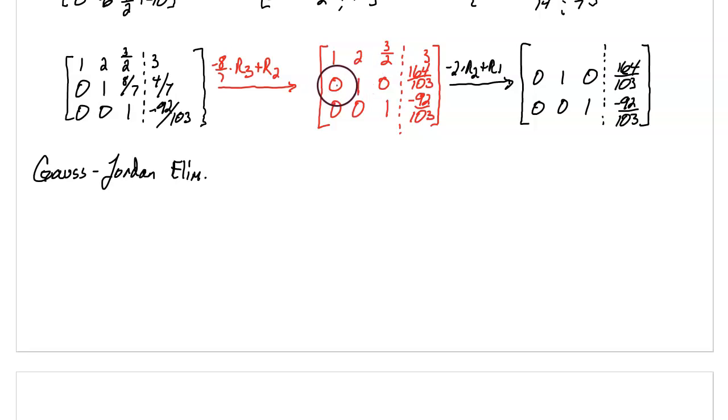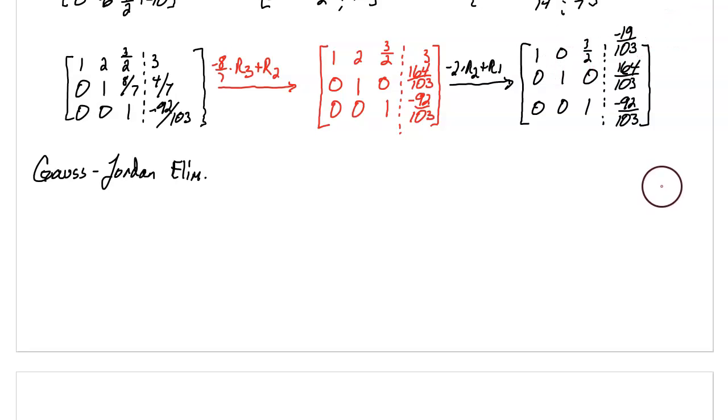Negative 2 times 0 is 0. 0 add 1 is still 1. Negative 2 times 1 is negative 2. Negative 2 add 2 is 0. Negative 2 times 0 is 0, and 0 add 3/2 is 3/2. Negative 2 times 164 over 103, add 3 makes negative 19 over 103.